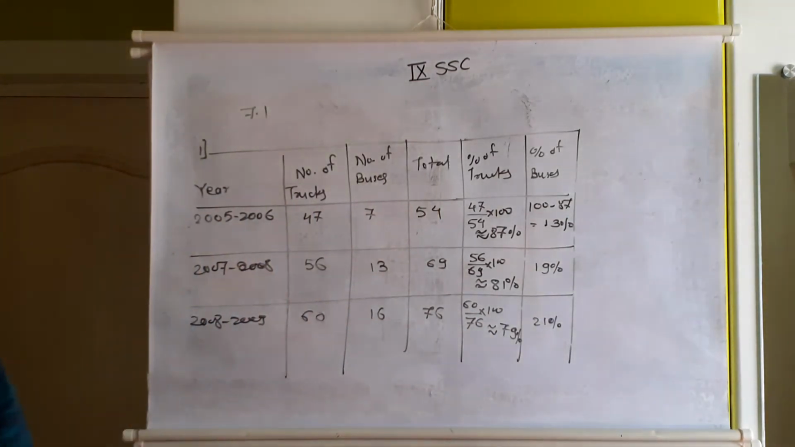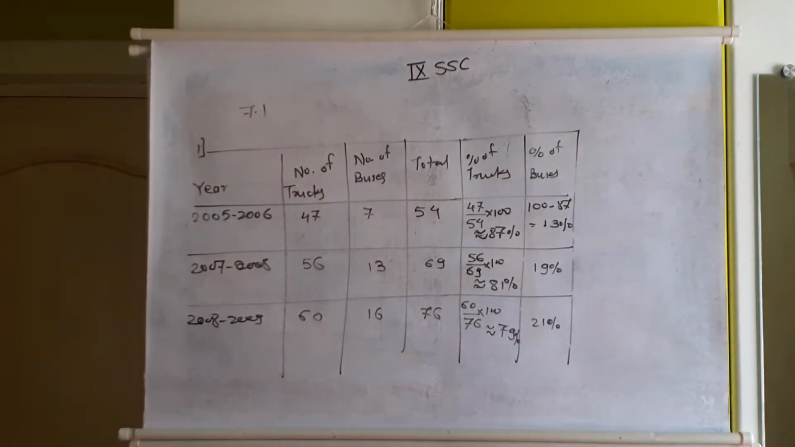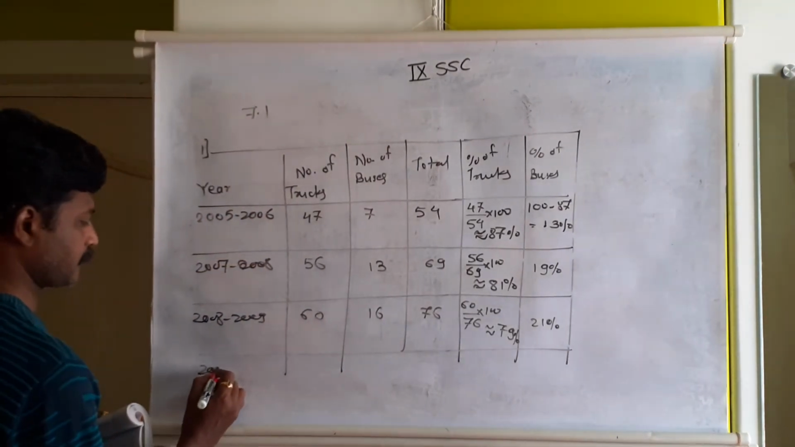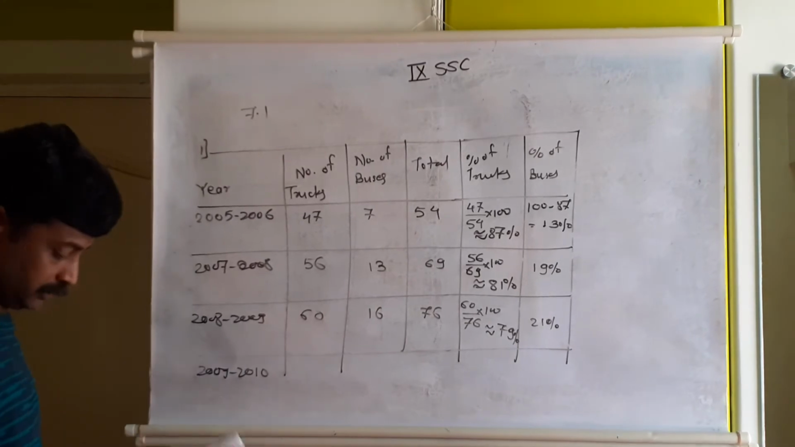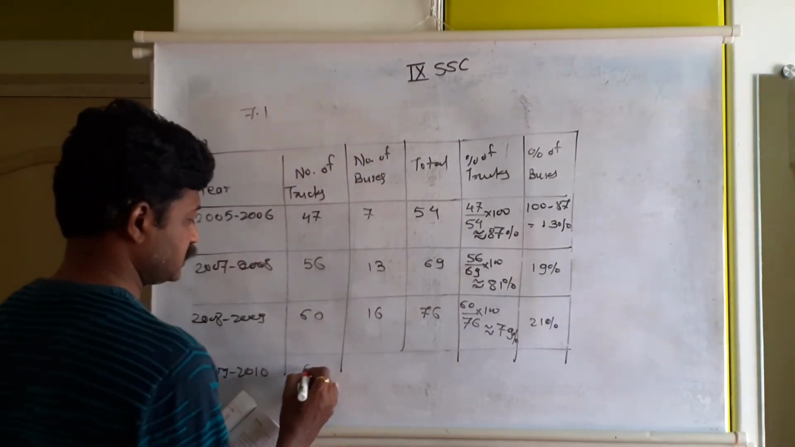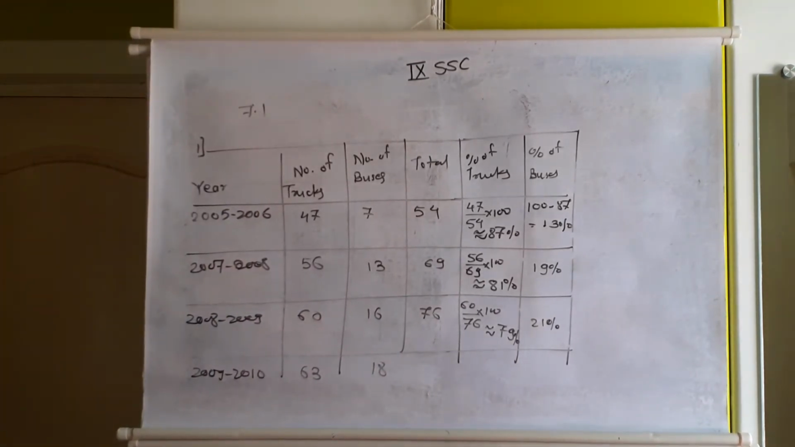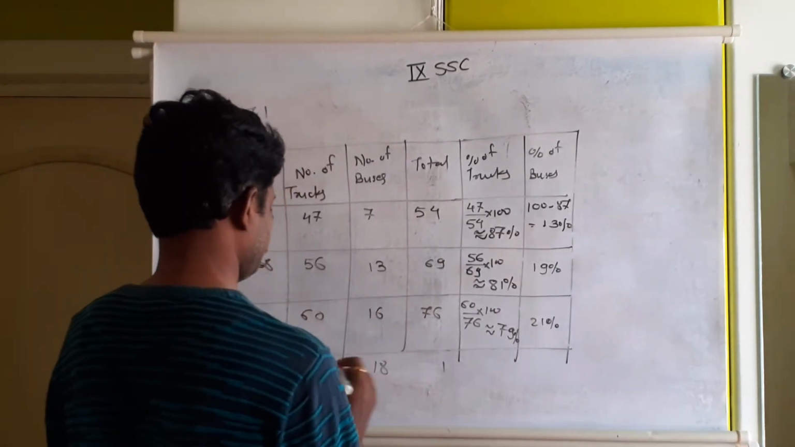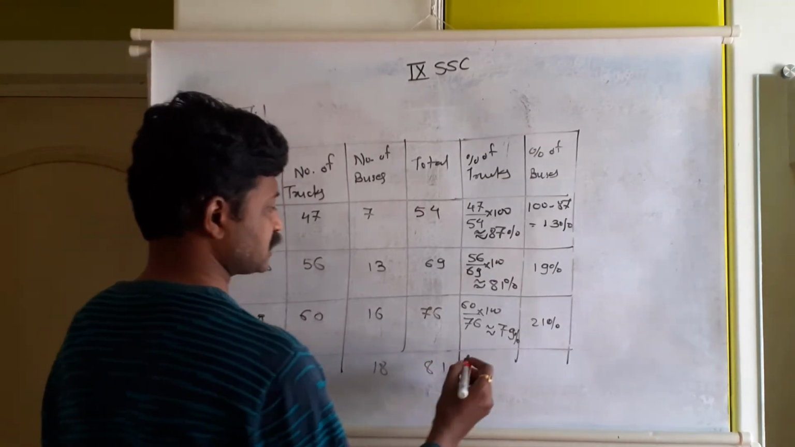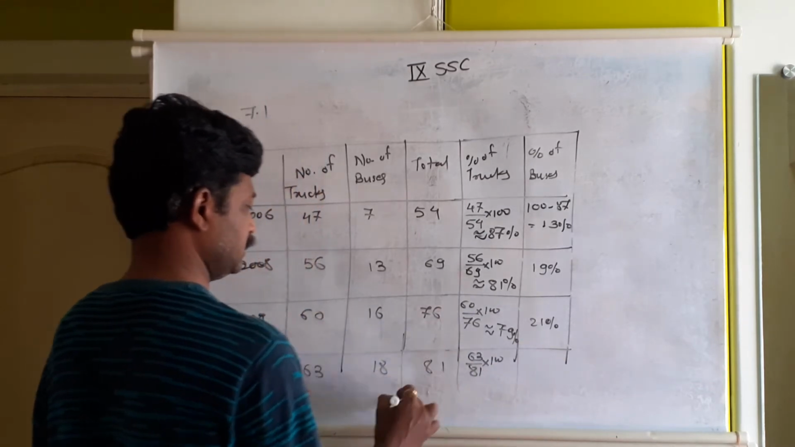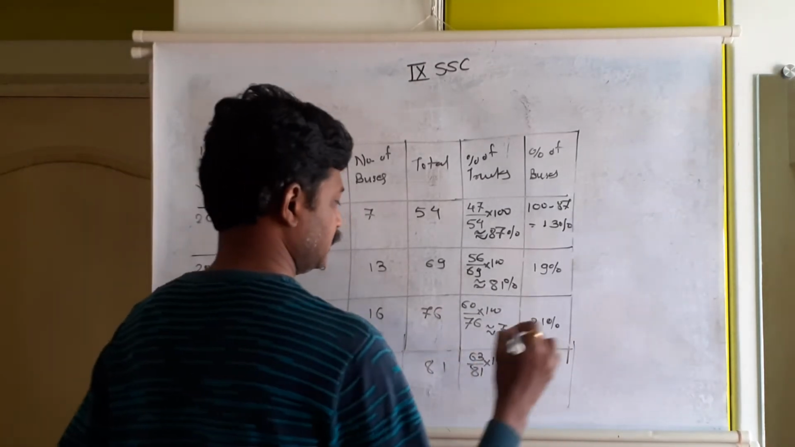Next is for 2009-10, and then after this we will continue with the required percentage bar graph. So 2009-10, that is the last class. 2009 to 2010. Number of trucks are 63. Number of buses are 18. We'll find the total first. Total is 81. Out of 81, 63. So 63 divided by 81 into 100 will give the percentage for trucks. Then we will find the percentage for buses.